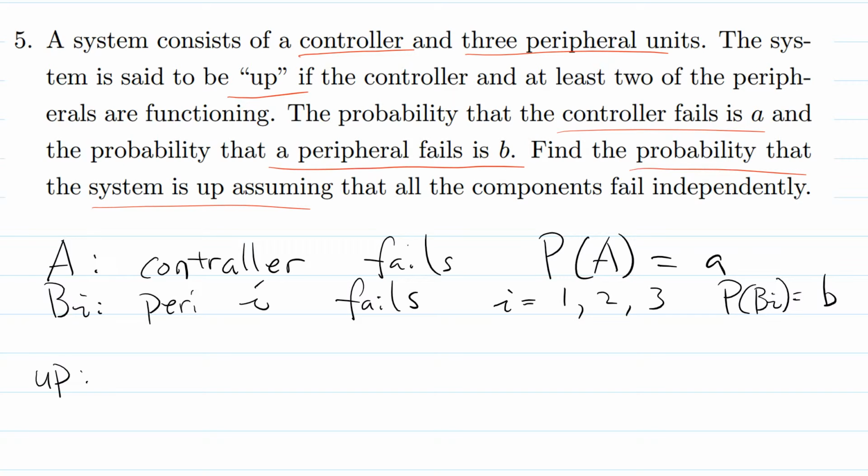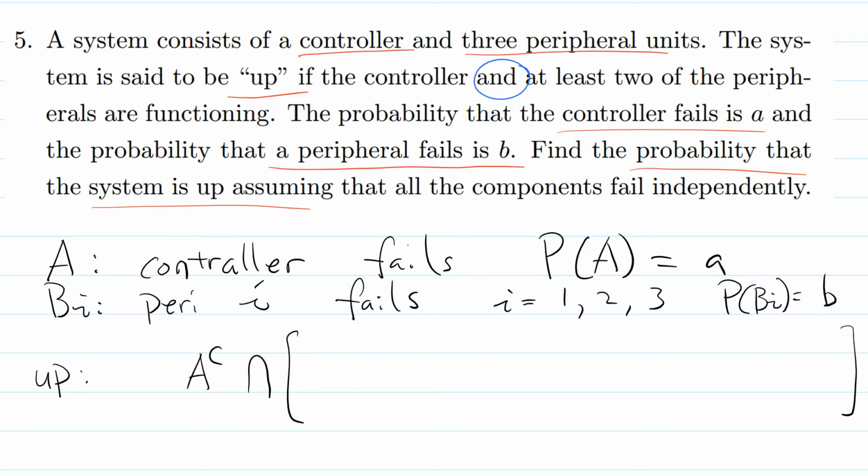We want to find out what this event is in detail, so let's read the description very carefully. Up is the controller and at least two of the peripherals are functioning. So the first thing is the controller is functioning. The event the controller fails is A, so the event the controller is functioning would be A complement. And the relationship here is AND, and AND is intersection, so intersection with everything else about the peripherals.